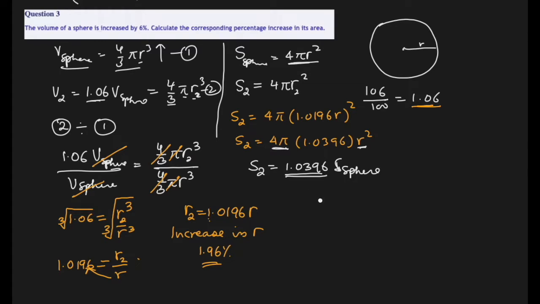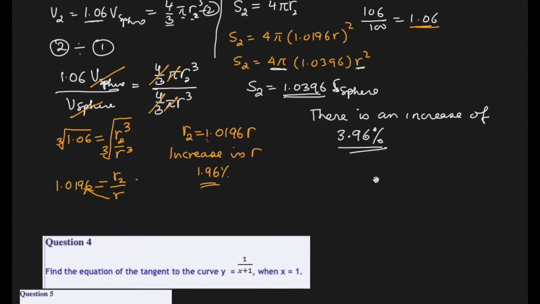That means there is an increase of, just like 1.06 was 6%, 1.0396 is 3.96%. Have they given any specific format? No, they have not, so we can leave our answer like this, 3.96. Multiply this by 100 and then subtract 100 from it, and you get a 3.96% increase. All right, what next? Question number 4.